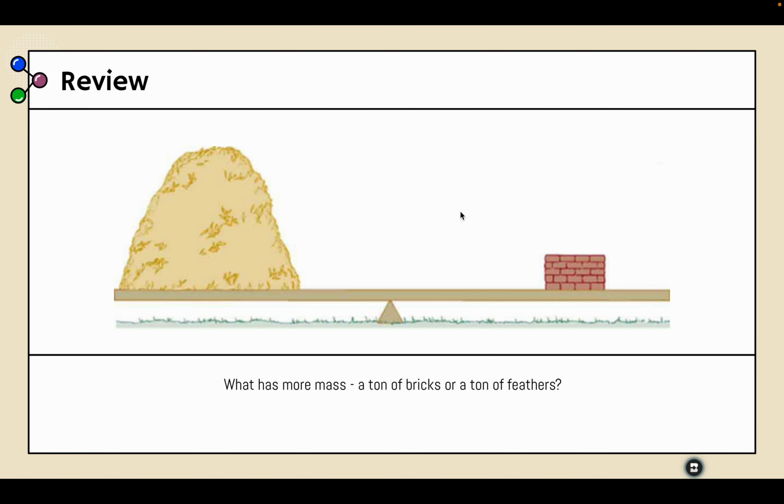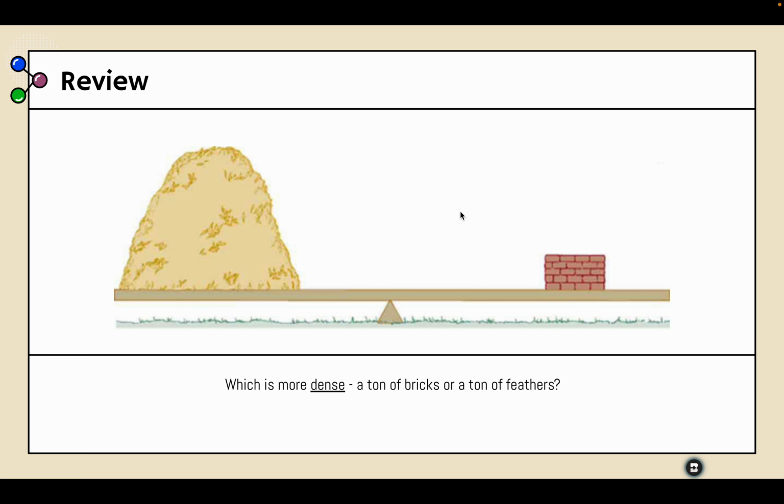You would tell me, or at least I hope you would, after pausing this video and taking a couple seconds to think about it, that they're the same, right? There's a ton on the right and there's a ton on the left. Remember, a ton is about 2,000 pounds. If there's 2,000 pounds on the right and 2,000 pounds on the left, would that not be the same?